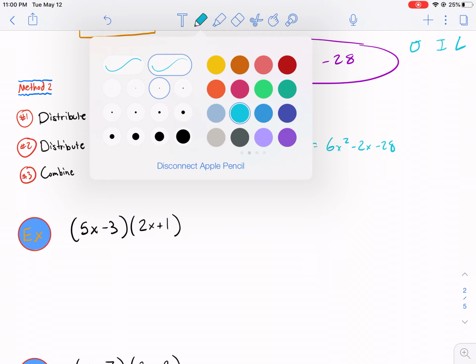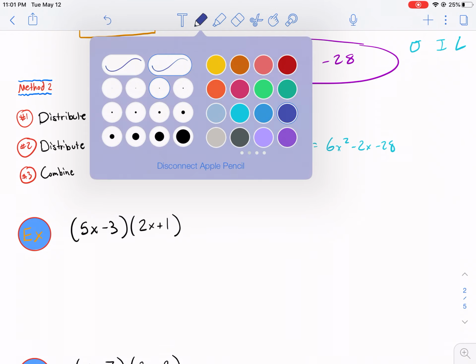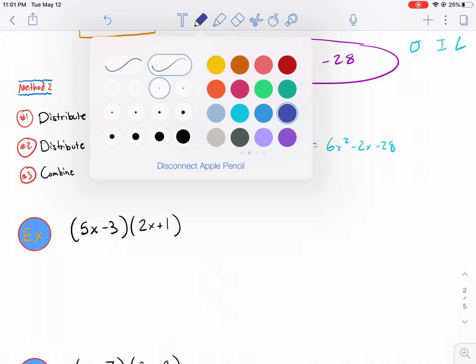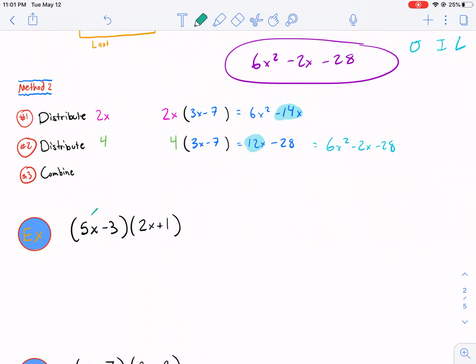Another way to think of it is using little rainbows to show that you're distributing it to both of the terms. So what I'm doing here is I'm just going to show you this little process, distributing. So I'm going to do the 5x to the 2x and the 5x to the 1 first. So I have 5x times 2x, and then I have, it's positive because the 1 is positive and the 5 is positive, plus 5x times 1, which is just 5x.